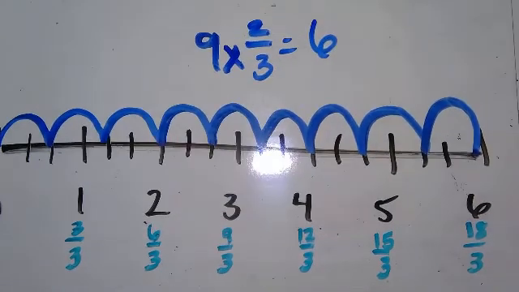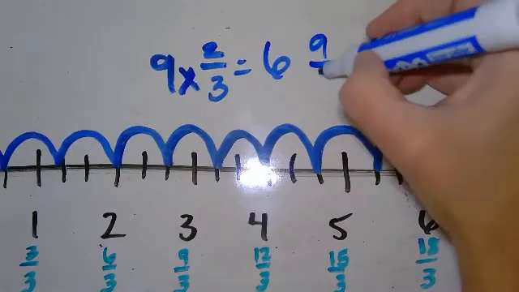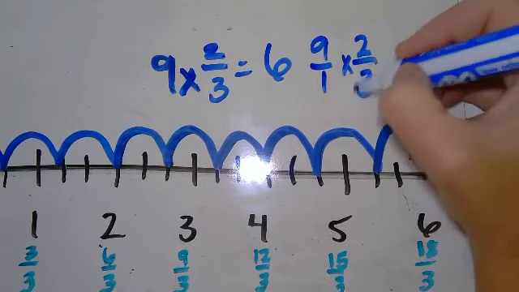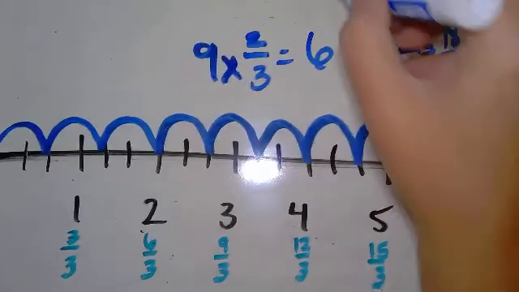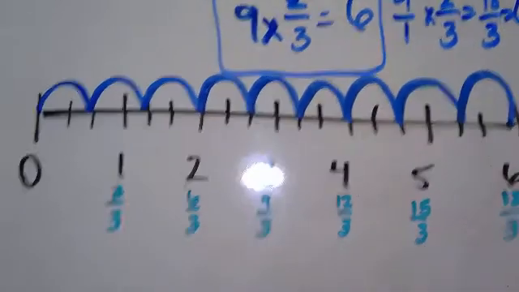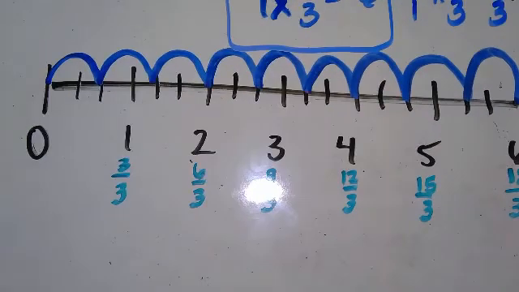So if I multiply 9 times 2/3 to check my work, I'm going to write 9 over 1 times 2/3. I get 18 thirds, which is 6. So I know that I did this correctly.